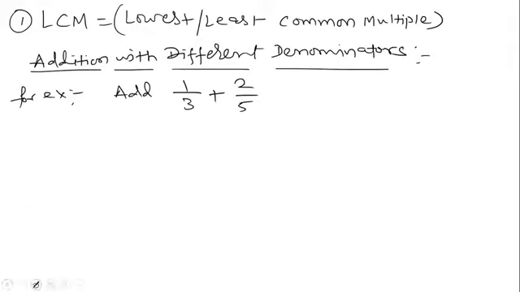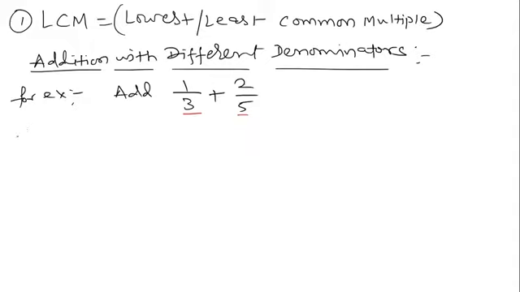Now look at this example carefully. You will see that here the denominator is 3 and here the denominator is 5. Both the denominators are different. When the denominators are different and these are not included in each other's table, that means if 3 is not present in the table of 5 and vice versa, if the both numbers, one is smaller and the one is greater, so how we calculate and how we find out the addition? So there are two different methods. First we will try to find out the LCM.